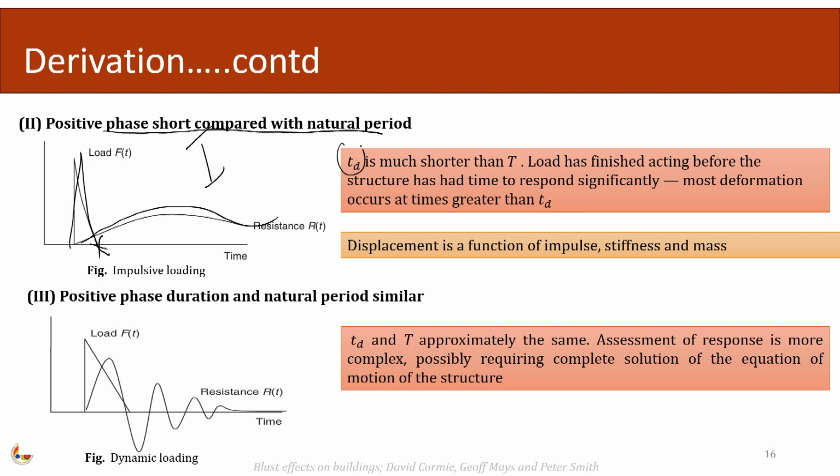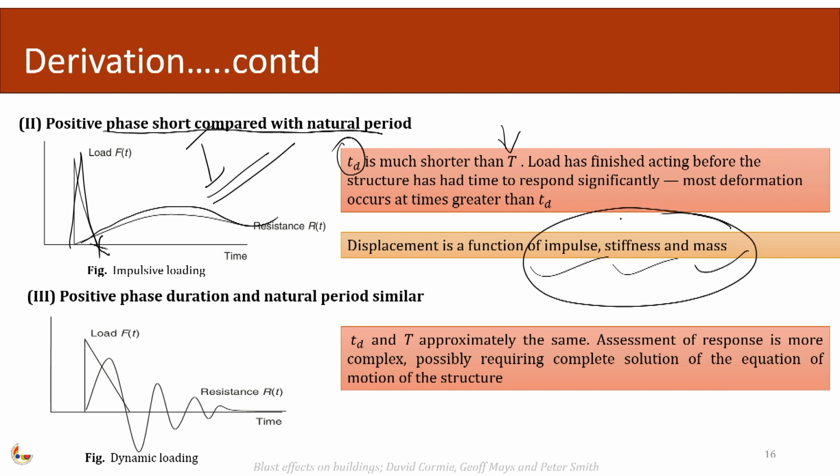The time duration of the blast loading is much smaller than the natural period of the structure. The load has finished acting before the structure has time to respond significantly, and most deformation occurs at time greater than Td. So, this was the impulsive part of the PI diagram. Then the displacement is a function of the impulse, stiffness and mass. The response is driven by the impulse. The external quantity is impulse and the internal quantities are stiffness and mass. Basically, it becomes dependent upon I and omega n of the structure.